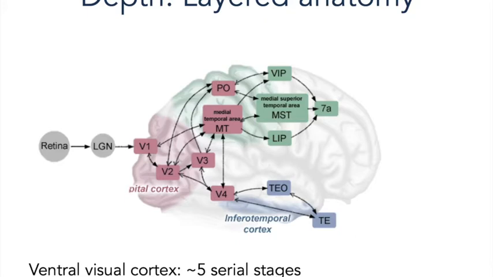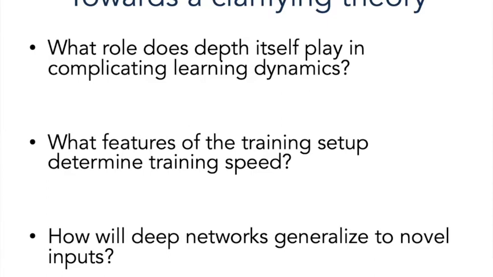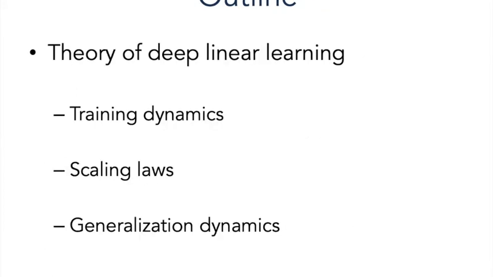So what I'll talk about today is an attempt to really isolate what depth is doing to the learning dynamics as opposed to other features of the learning setup. And then I'll talk a bit about generalization as well at the end. So there's three parts. First, training dynamics. Then I'll talk about scaling laws. So as you make a network deeper, how do you expect training time to change? And finally, I'll talk about generalization.